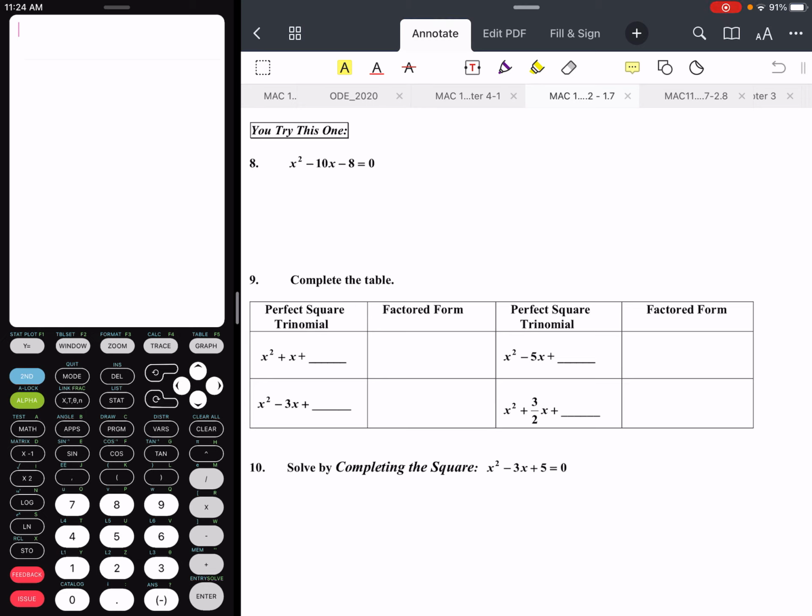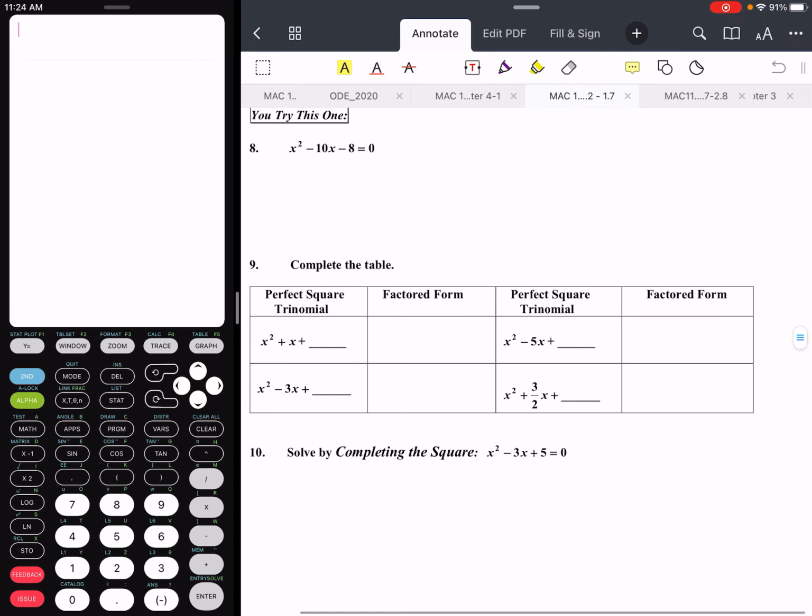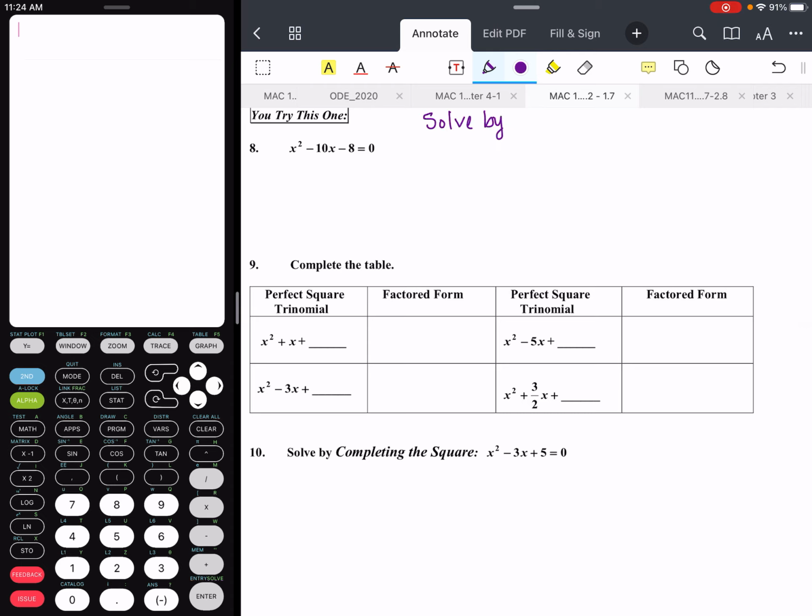All right, so we're going to continue with our completing the square method. So the instructions for these are to solve using completing the square. So that's one of our methods for solving quadratic equations. Okay, so looking at example number 8, x squared minus 10x minus 8 equals 0.